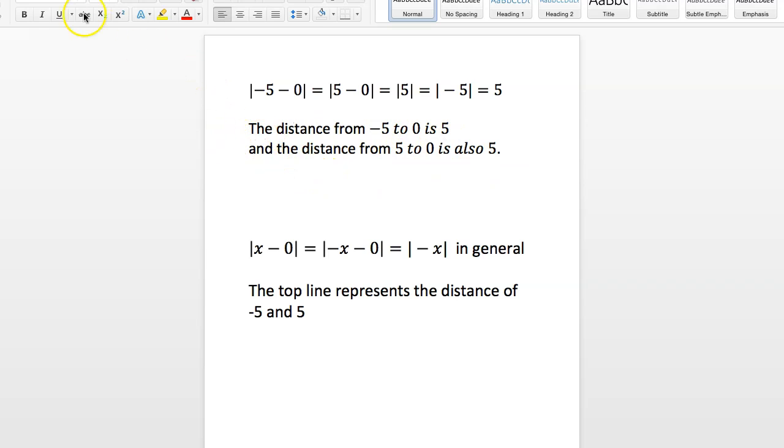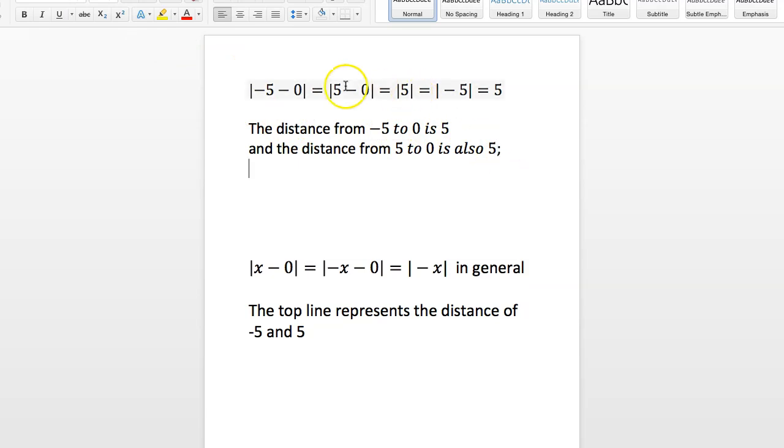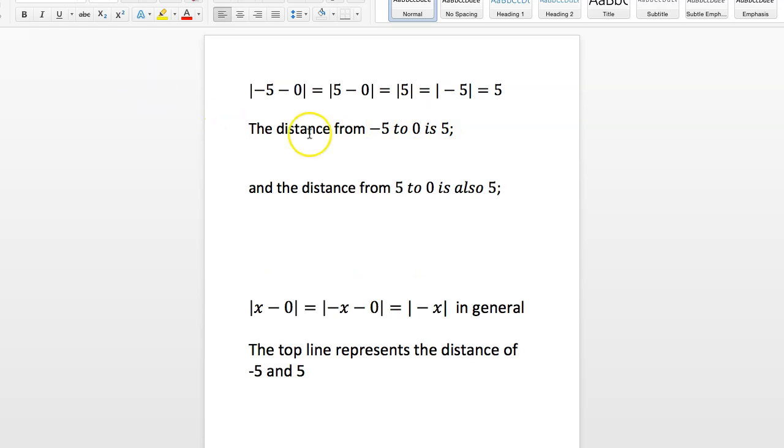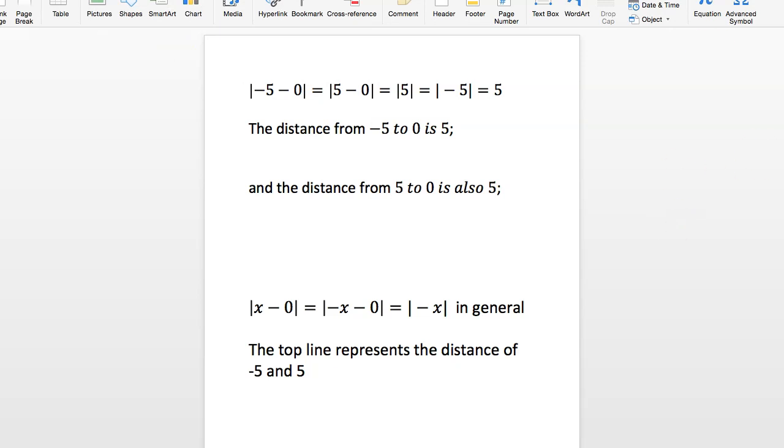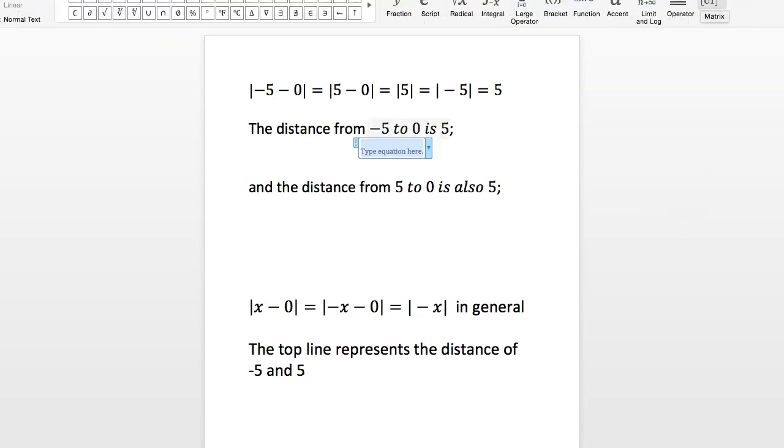But more formally, what's the mathematical way of saying it? The distance from neg 5 to 0 being 5, which is the same thing as the distance from 0 to neg 5, in mathematics, that's just absolute value neg 5 minus 0. So for this first guy, we have absolute value neg 5 minus 0.